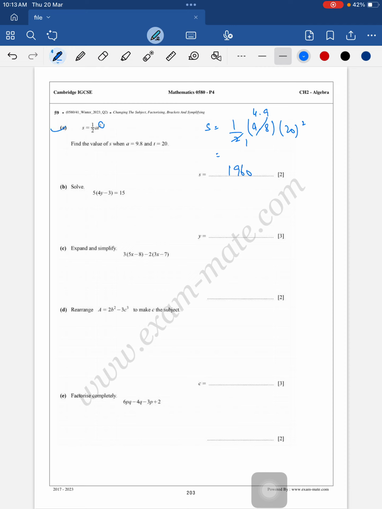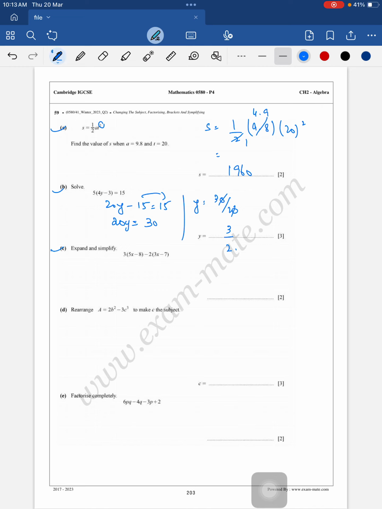Part B, solve the equation. 5 into 4y is 20y, minus 5 into 3 is 15, is equal to 15. The minus 15 goes over there and becomes plus 15, so 20y is equal to 15 plus 15, which is 30. y is equal to 30 upon 20. The 0s cancel, so it is 3 upon 2.